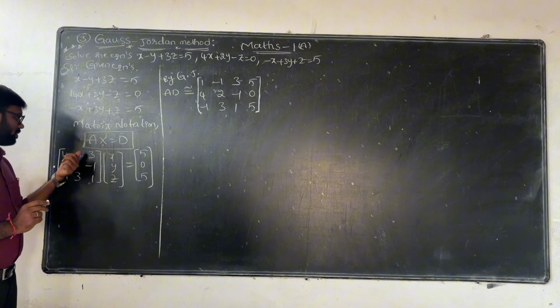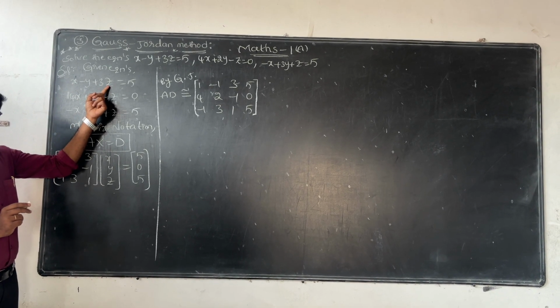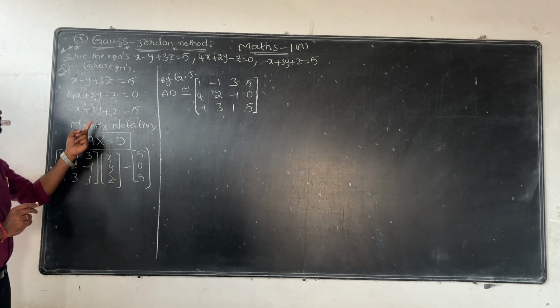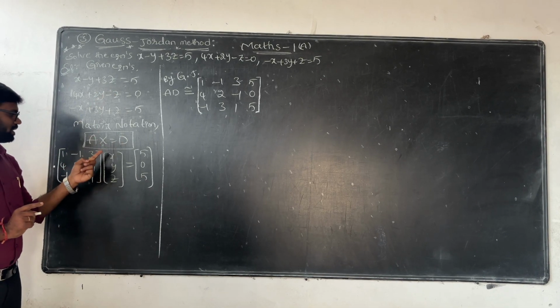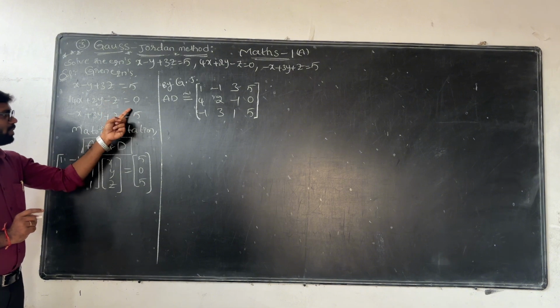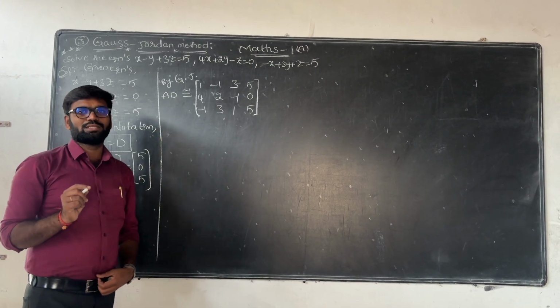We already know the A matrix is nothing but the coefficients of the x, y, z variables. So here is the A matrix. X is nothing but the variables given in the equation, x, y, z. D is nothing but the constants matrix 5, 0, 5. So this is the representation of the matrix notation.